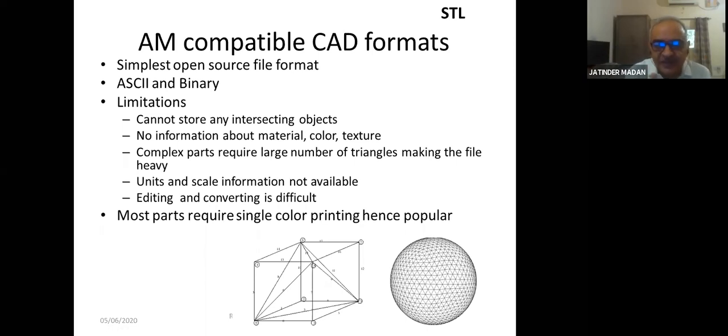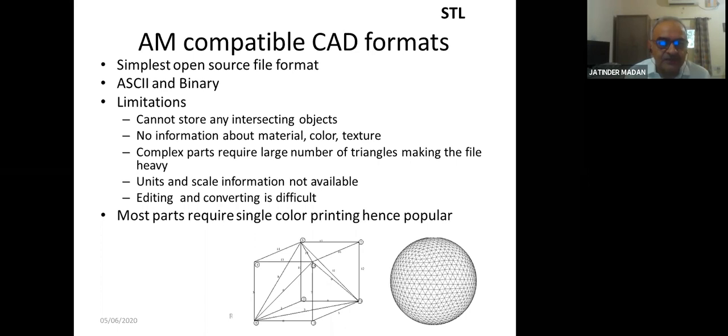But in an ASCII file you can understand the triangle: where is triangle 1, what are points 1, 2 and 3, and what is the outward normal. This is how you define a triangle in triangular or surface information in an STL file format.